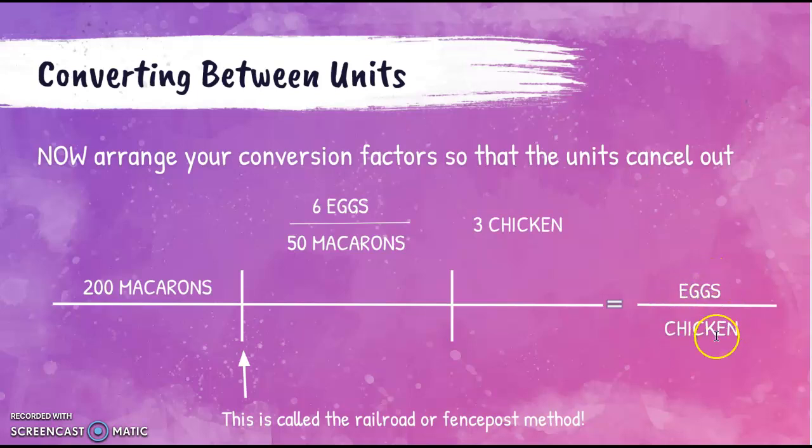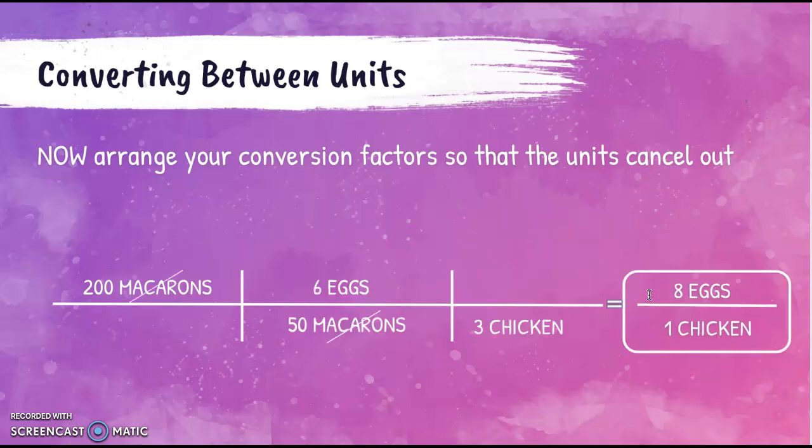Eggs per chicken. So how are we going to get those macarons to convert? Well, we got to look at our units. We need those macarons to cancel. So we're going to plug in 6 eggs per 50 macarons. Our macarons cancel. And we know we need chickens on the bottom, so we put 3 chickens down here. Then we do the math. 200 times 6 divided by 50 and 3. And that gives us 8 eggs per chicken.